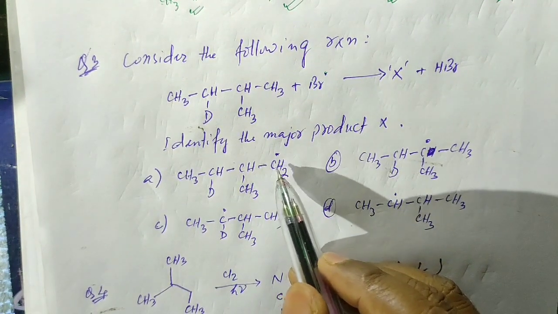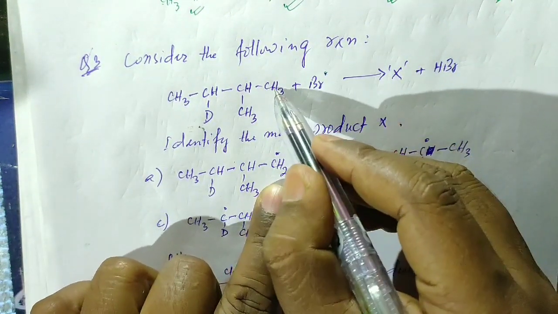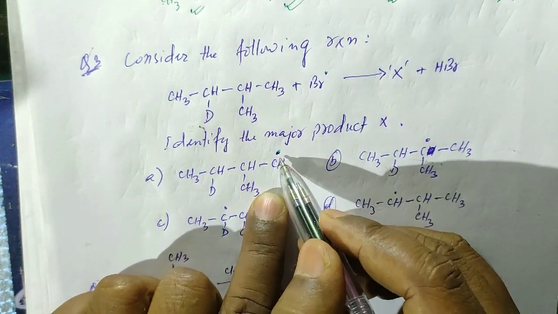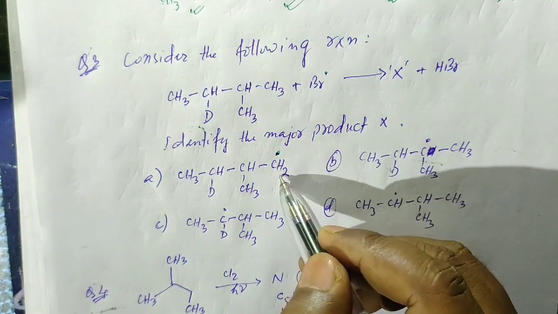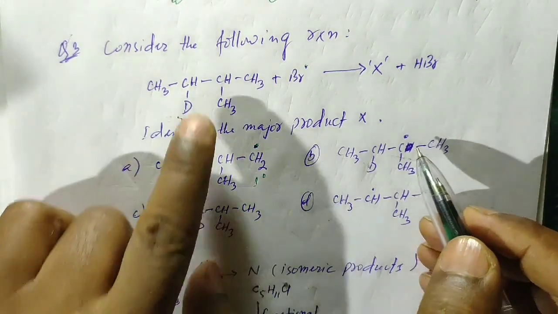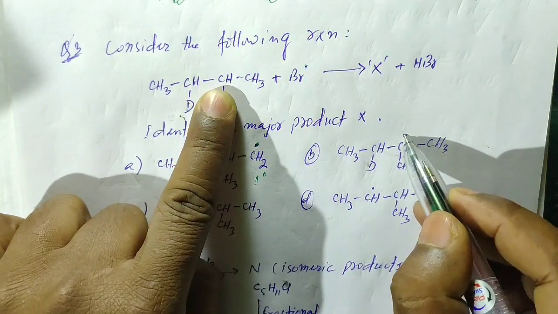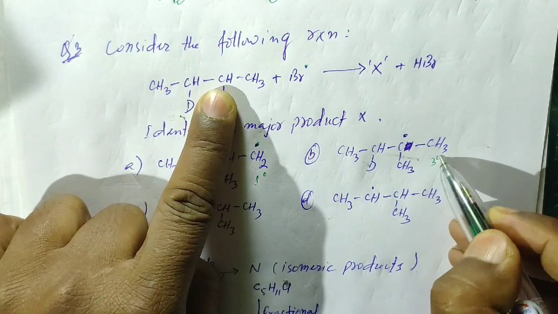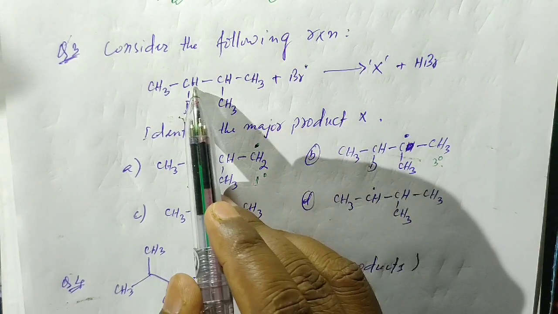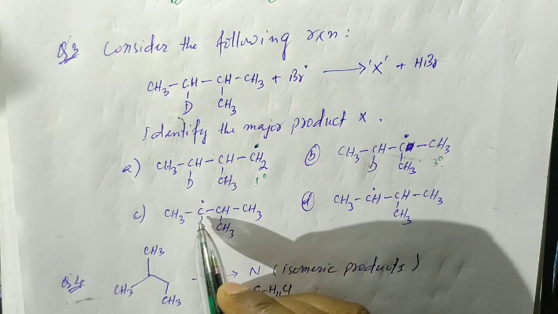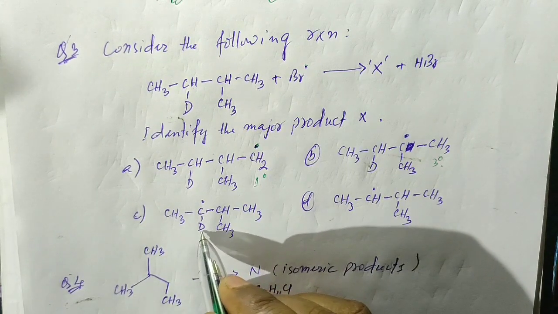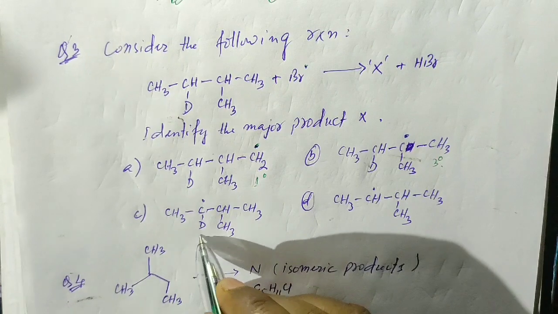So if this radical abstracts hydrogen from this carbon atom, a radical will be formed on this carbon atom, which is a primary radical. Now from this carbon atom, if hydrogen is abstracted, then a tertiary free radical is formed. This is a tertiary free radical. Now hydrogen is abstracted from this carbon atom. This is a free radical, but this is not a tertiary radical, because this is not a carbon atom, this is hydrogen only, an isotope of hydrogen. So this is a secondary radical.